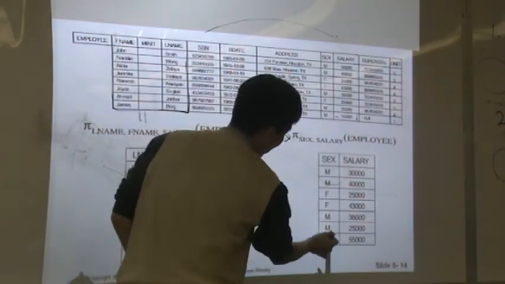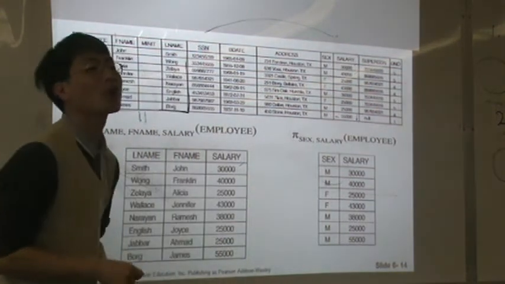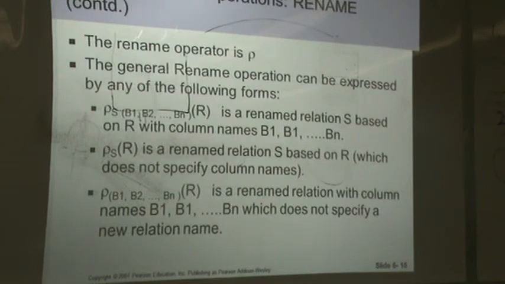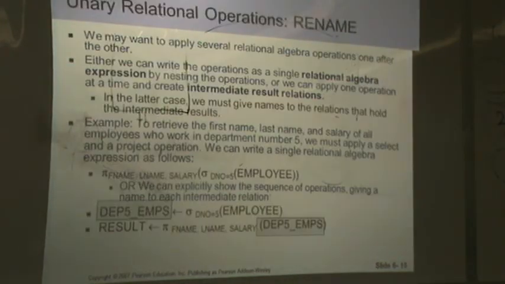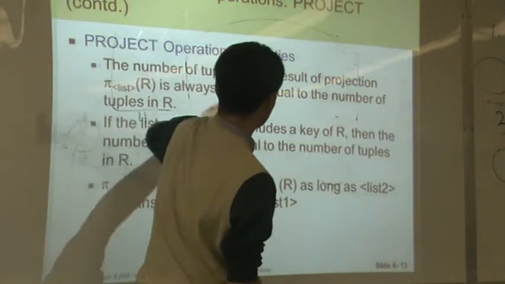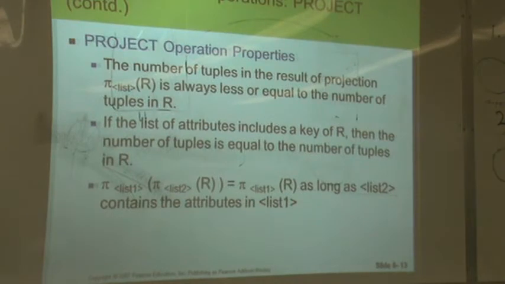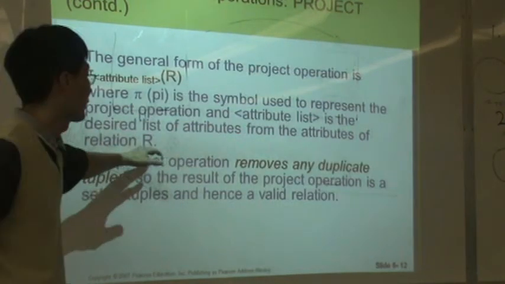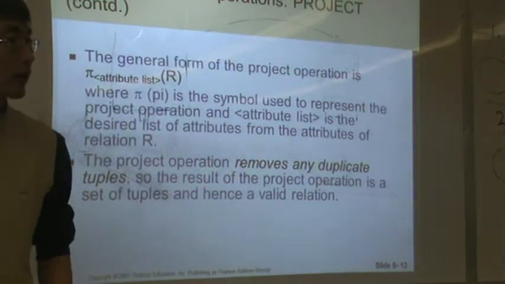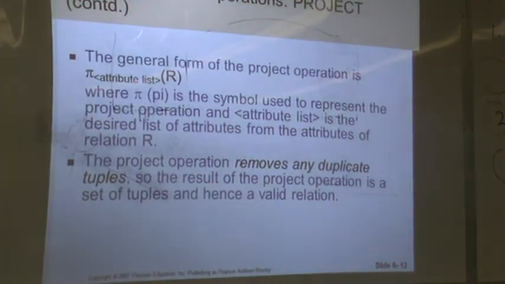How many tuples? 1, 2, 3, 4, 5, 6, 7. 27 because of duplication. Okay. So that is mentioned. Where is it? Here: remove any duplicate tuples. Why? Because according to the definition of relation, it does not allow such duplicate tuples.